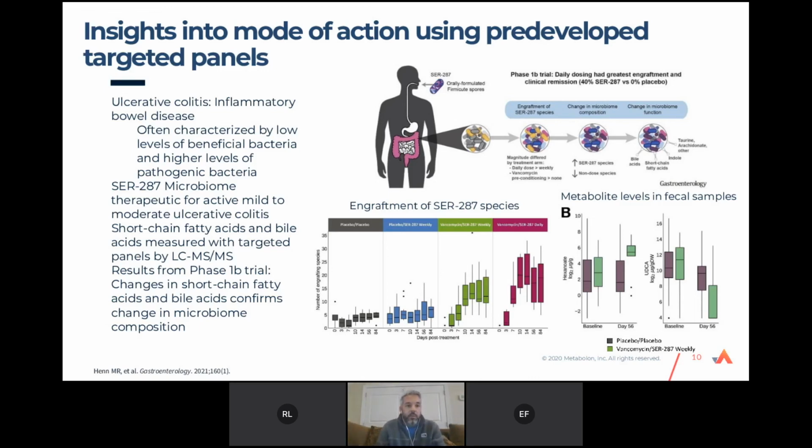And in this case, we're dealing with ulcerative colitis, right? An inflammatory bowel disease often characterized by low levels of the beneficial bacteria and high levels of the pathogenic bacteria. And this particular company focused on the formulation of Firmicutes and other bacterial species to change the microbiome composition in disease, where that pathogenic bacteria are believed to be causing or contributing to the disease, right? So the compound used, which in this case is SER-287, is a next generation investigational biologically derived microbiome therapeutic.